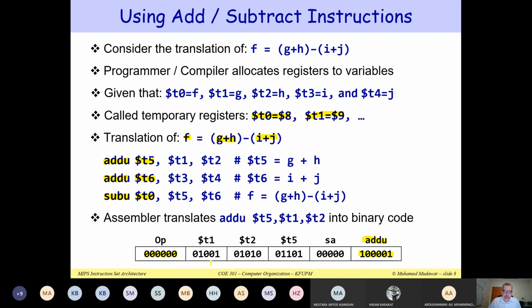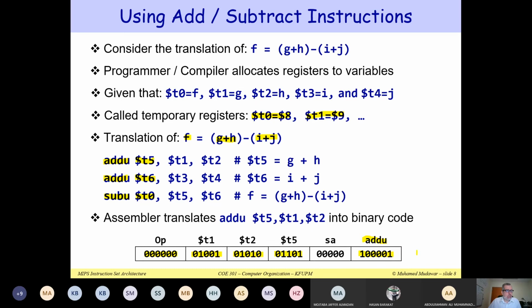And the first source register here is T1. T1 is register number 9, so we write 9 in binary. T2 is register number 10, so we write 10 in binary. And the destination, register RD, is register T5, which is 13 in binary. So this is register number 13 in the hardware. And there is no shift amount; the shift amount is just 0. So this is how the instruction will look in binary.